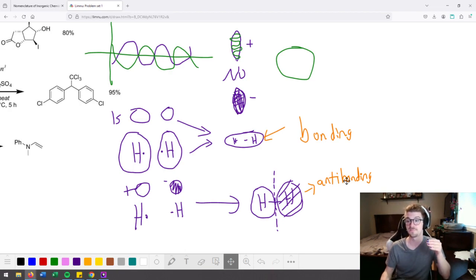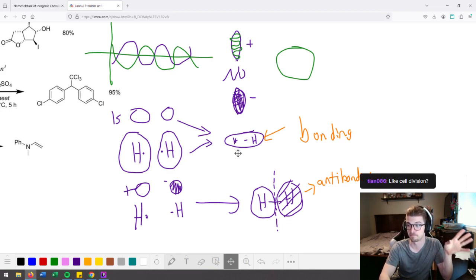So basically, you can have orbital interactions of the same phase that have this bonding interaction, and interactions of opposite phases where you have an antibonding interaction.